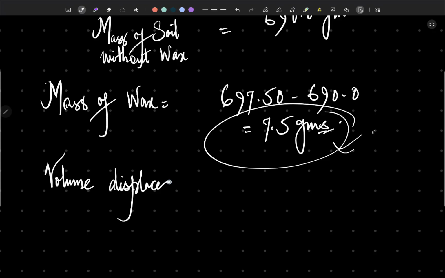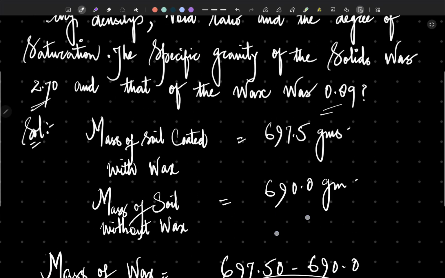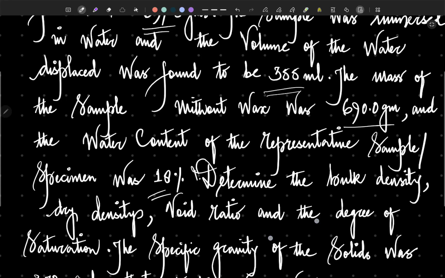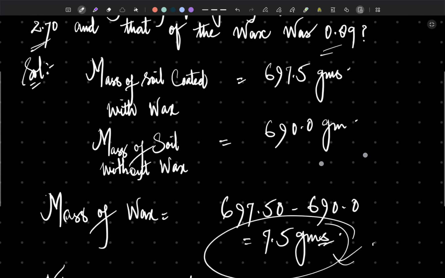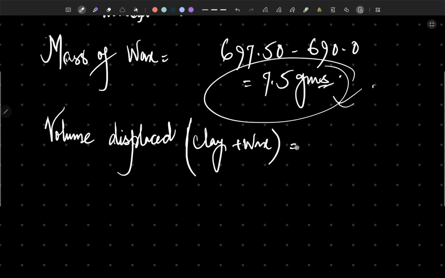Volume displaced is how much? Clay plus wax both. The sample was immersed in water and the volume of the water displaced was found out to be 355 milliliters. This was a sample with coating, because without coating it will disintegrate in water. So this is the volume displaced by both clay plus wax: 355 milliliters.